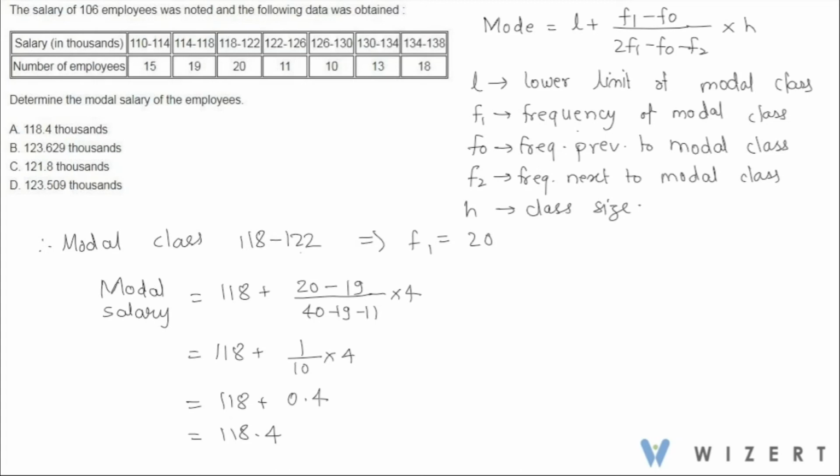thousands. So 118.4 thousands is the modal salary. So the answer is option A.